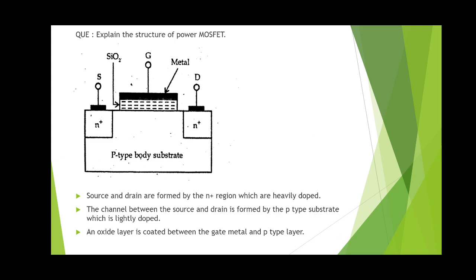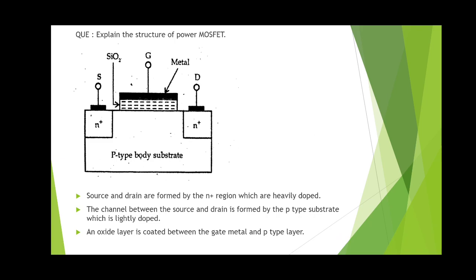So the source and drain are formed by the N plus regions. These N plus regions are heavily doped with the doping level of 10 to the power 19 per centimeter cube. The channel between the source and drain is formed by the p-type substrate. The p-type substrate is lightly doped with the doping level of 10 to the power 16 per centimeter cube. An oxide layer is coated between the gate metal and the p-type layer.